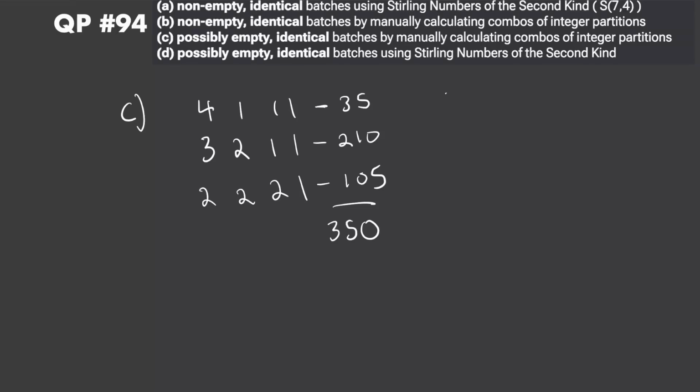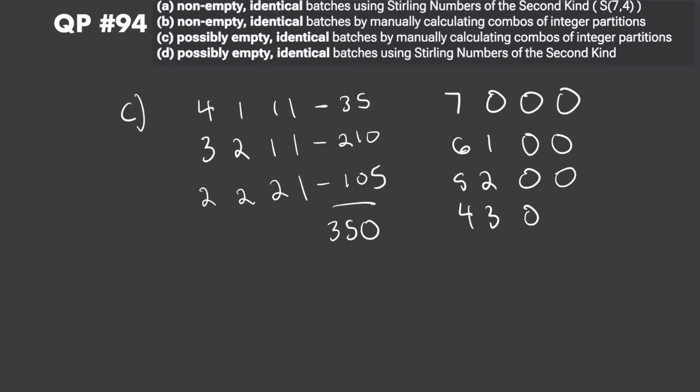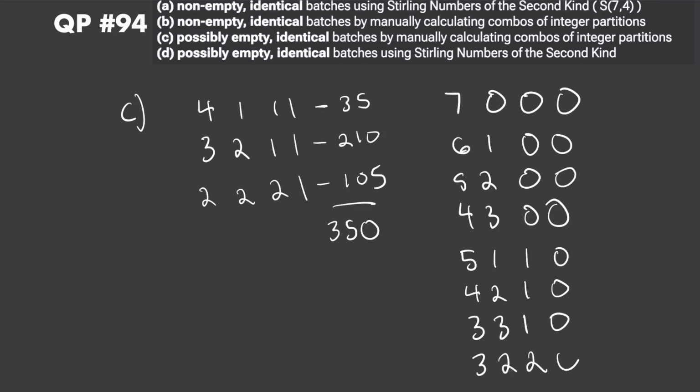So first let's do the partition where 3 boxes are empty. There's only one way to do that, obviously, 7, 0, 0, 0. Now if we leave 2 boxes empty, well, I have 6, 1, 5, 2, and 4, 3, 0, 0. And then if I leave 1 box empty, well, then I'm going to have 5, 1, 1. I'm going to have 4, 2, 1, 0. I'm going to have 3, 3, 1, 0. And then I'm going to have 3, 2, 2, 0. And then if I leave no boxes empty, I obviously have these.